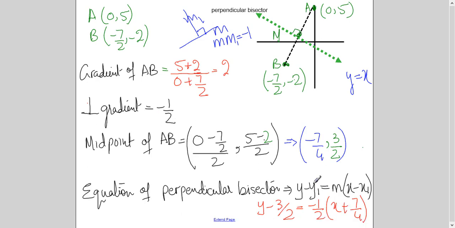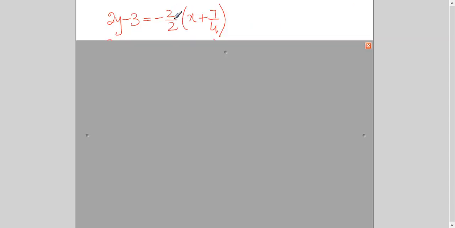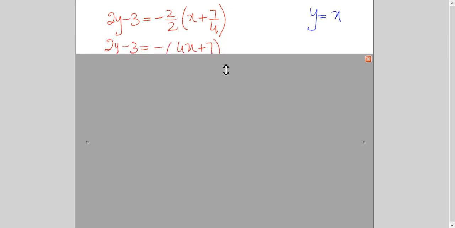I like using this straight line equation, which is y minus y1 equals m times (x minus x1). If you like to use y equals mx plus c, you can use that. I like this one, so I've used it here. Now I'm using this point in place of x1 and y1, and in place of the gradient, I'm using -half. I will simplify it so that I can solve it with the line y equals x, because I have to find the intersection point.